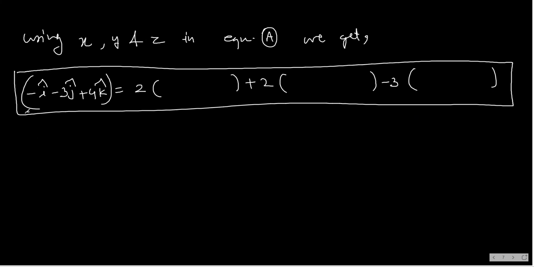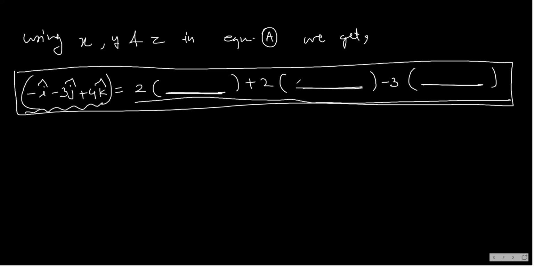See, you have expressed this vector as a linear combination of the other 3 vectors. Don't forget to write these vectors, please. You have to write those 3 vectors here.